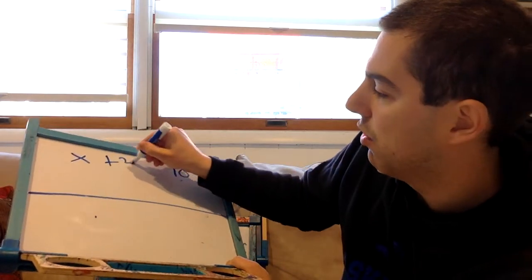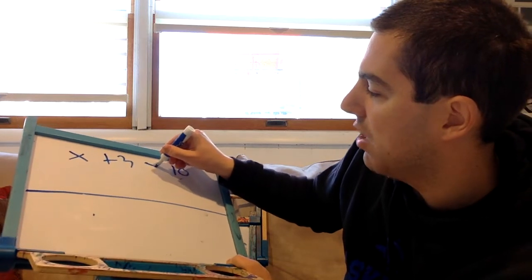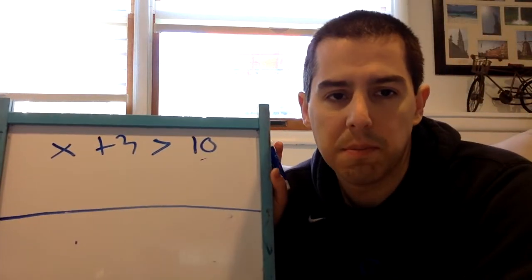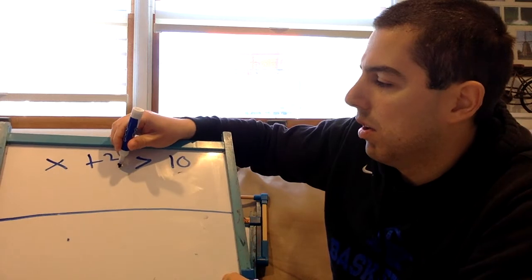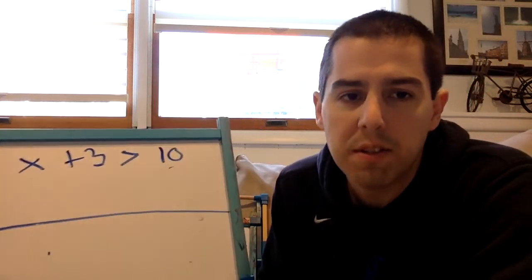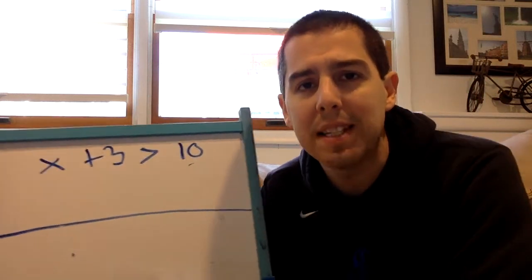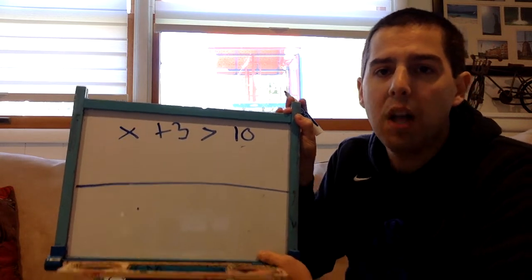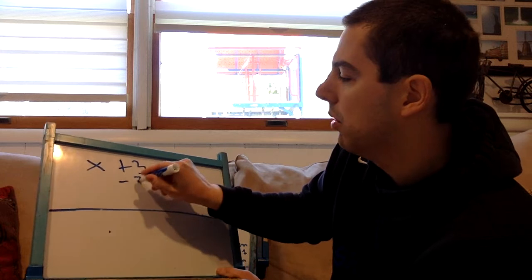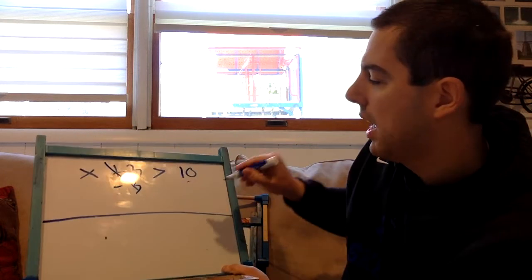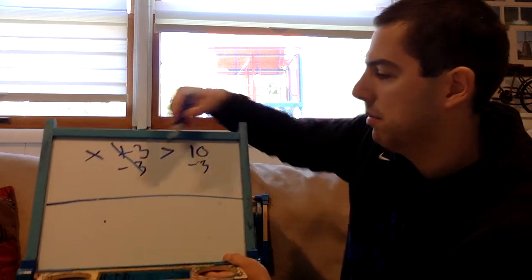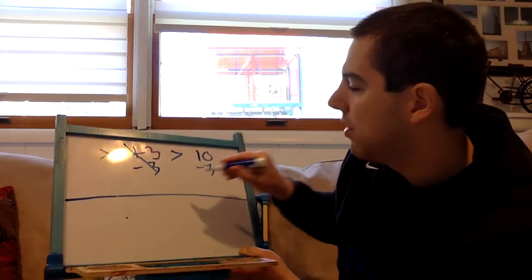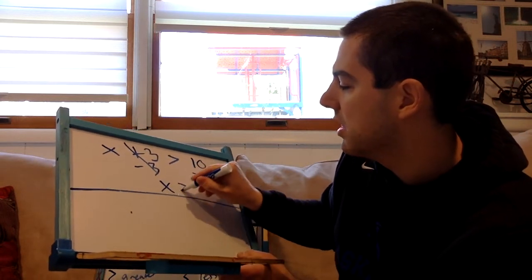X plus 3 is greater than 10. So how do I solve it? The same exact way you would if it's an equation. Even though it's an inequality, you're still isolating the variable with the inverse operation, and you're still balancing the equation by doing it to both sides. So now I would have x is greater than 7.